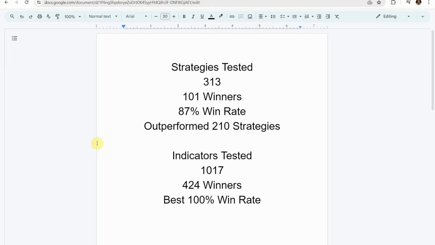Alright, as I said, today we will be testing a crypto scalping strategy. Before we do though, I wanted to put the testing scoreboard up for everyone to see. So to date, we have tested a total of 313 strategies, with 101 of them being winners. The best one so far was able to achieve an 87% win rate. That was achieved using the Academy of Forex indicator. And so far, since we've been keeping track, it has outperformed 210 of the other strategies that we have put it up against, every single one so far. We've also tested a total of 1,017 indicators, with 424 of them being winners.